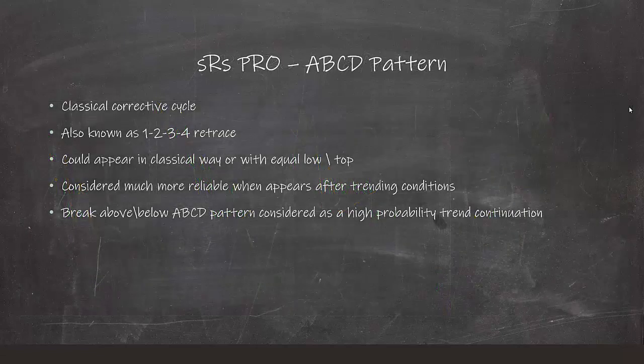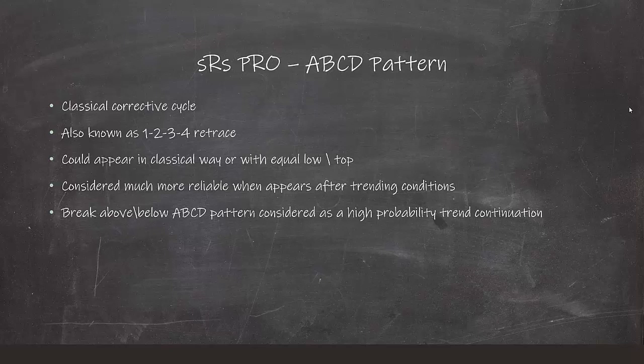Now I would like to discuss the ABCD pattern. The ABCD pattern comes in one of two ways. A classical ABCD, also known as a 1, 2, 3, 4 retrace, or equal low or high, and we will see that soon in both examples. So ABCD is a corrective cycle. Some traders also name it 1, 2, 3, 4. It could appear in a classical way, always equal low or top.